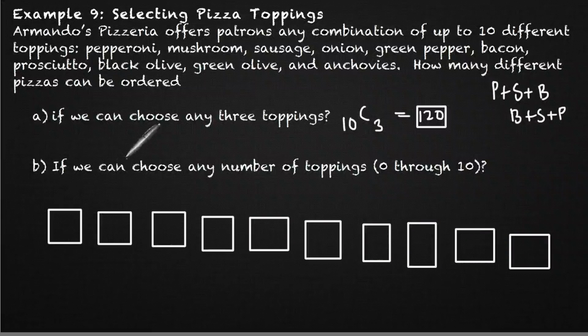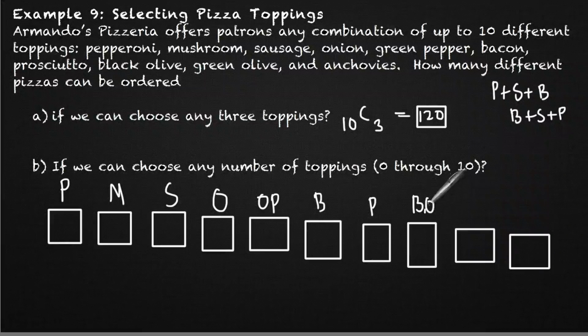All right, let's look at this a little differently than we did the first time. Let's say we have these toppings. We have pepperoni, mushroom, sausage, onion, green peppers, bacon, prosciutto, which is ham, black olives, green olives, and anchovies. When we come to the choice of pepperoni, we actually have two choices. This goes back to the very first thing that we talked about in this video with the cat example. Yes, I want the pepperoni, or no, I do not want the pepperoni. So there's two choices in that box.